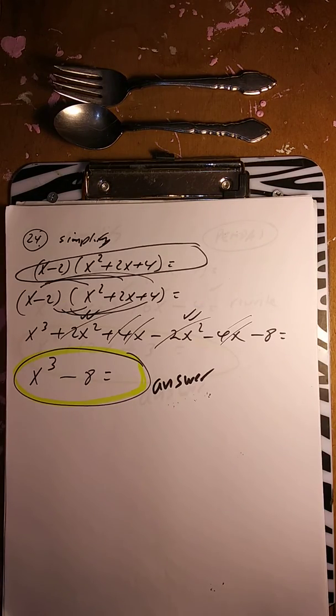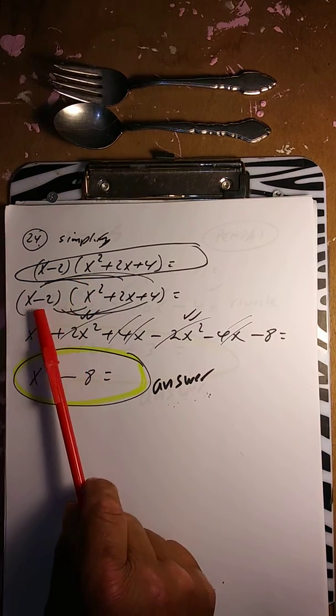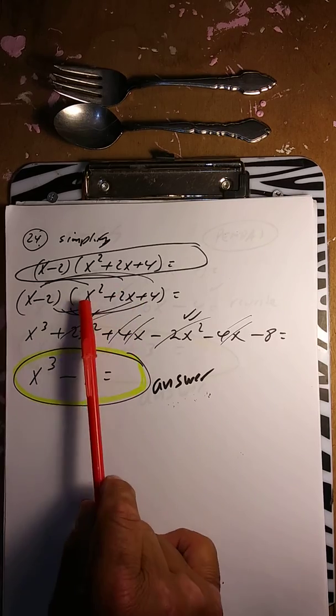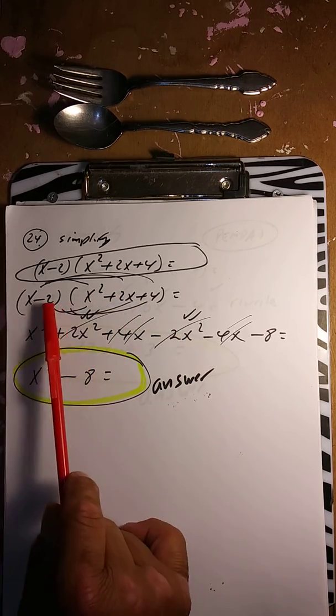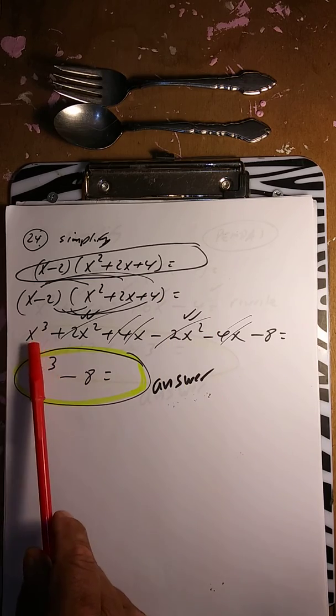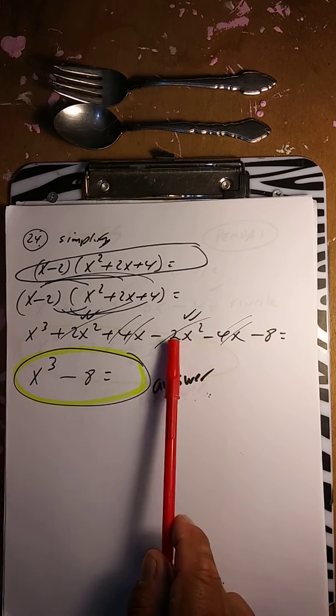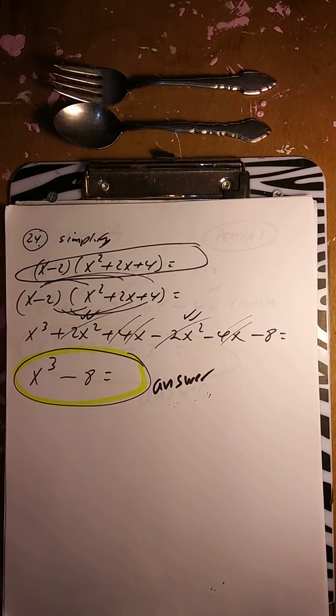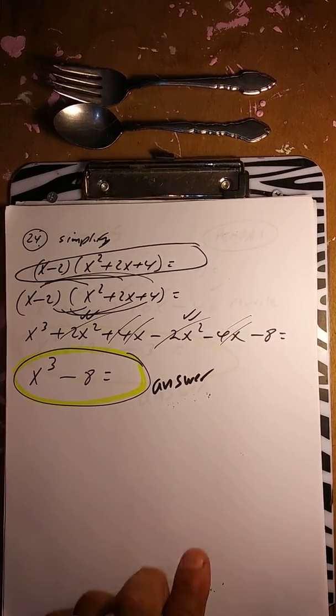Alright, let's multiply this, FOIL it out. So let's go. X times that is x cubed, x times that is 2x squared, x times that is 4x, negative 2 times that is negative 2x squared, negative 2 times that is negative 4x, that times that is negative 8. So x cubed, negative 2x squared plus 2x squared is gone, 4x minus 4x is gone, x cubed minus 8, that's what's left over.